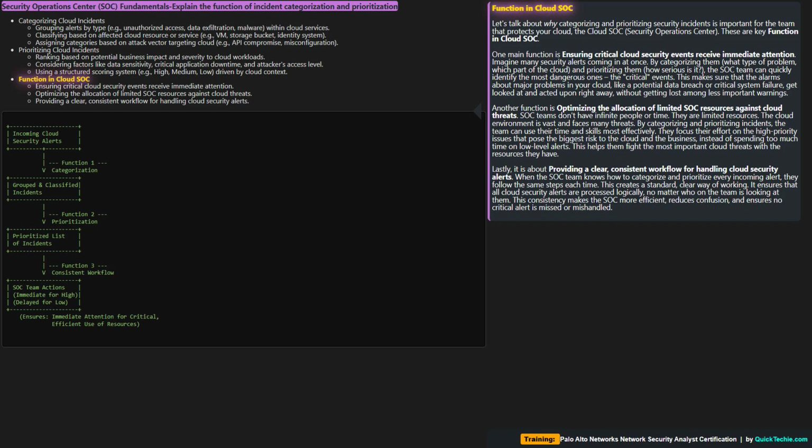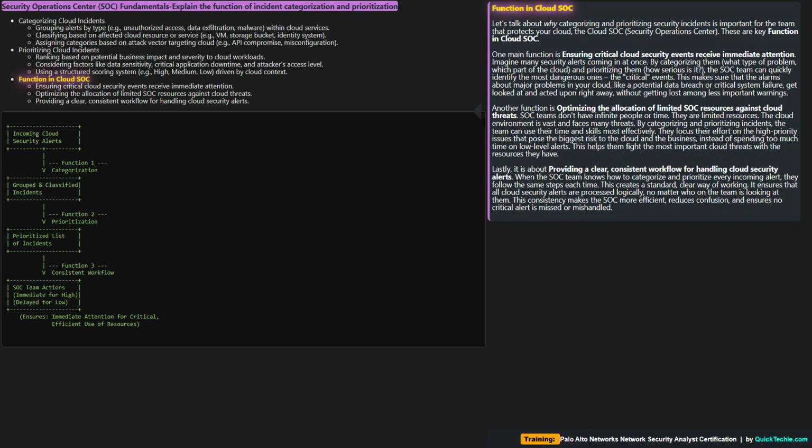By categorizing and prioritizing incidents, the team can use their time and skills most effectively. They focus their effort on the high-priority issues that pose the biggest risk to the cloud and the business, instead of spending too much time on low-level alerts. This helps them fight the most important cloud threats with the resources they have.